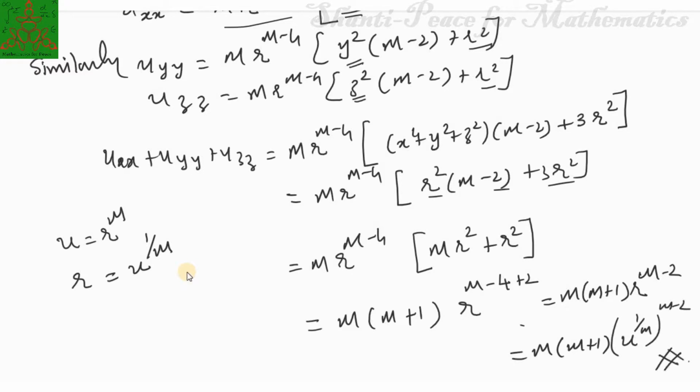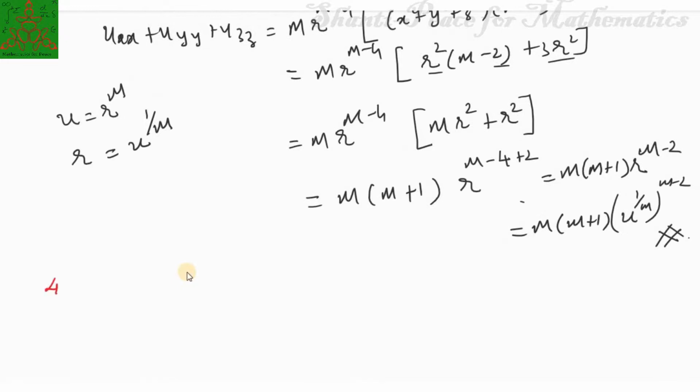Here u is equal to r raised to m, and that's why r is equal to u power 1 upon m. So that's why this is m into (m plus 1) u power (1 upon m) whole power m minus 2, and that completes the example, as this is what was required to prove. Let's solve one more example here, that is the fourth example.